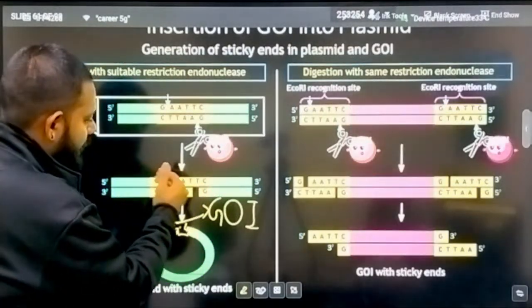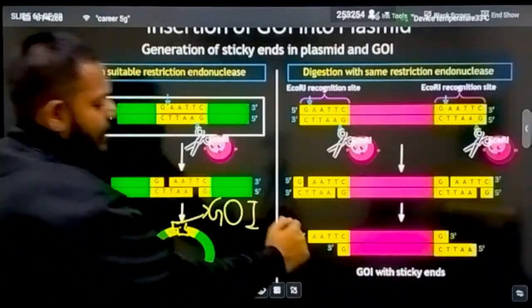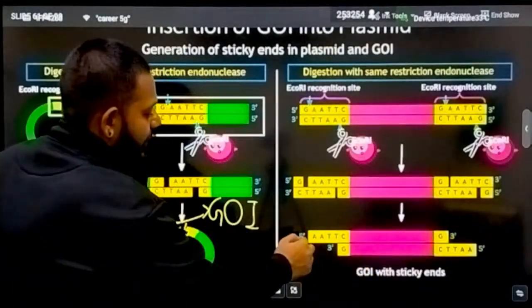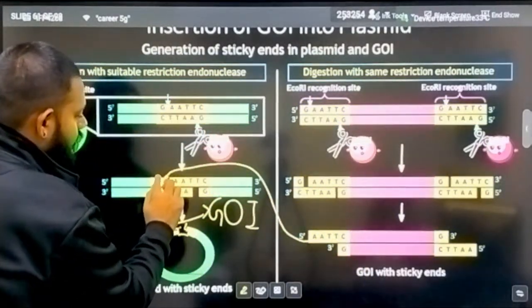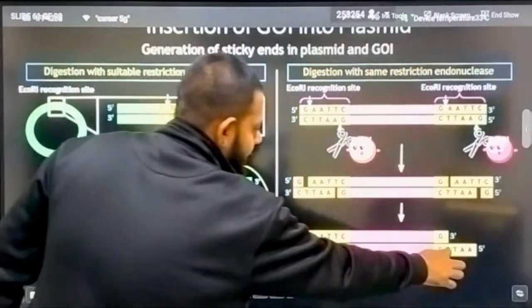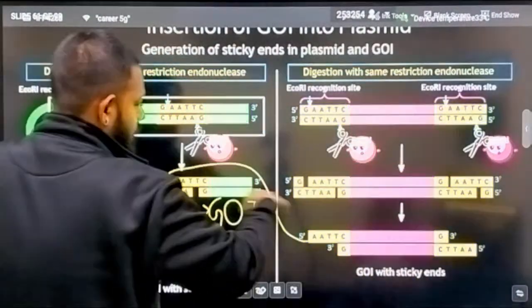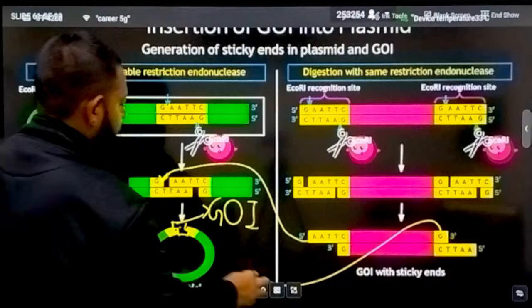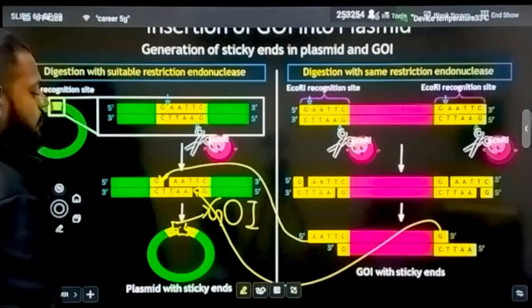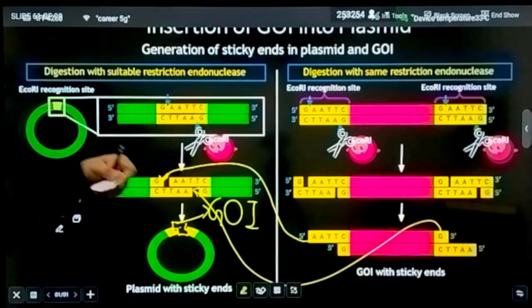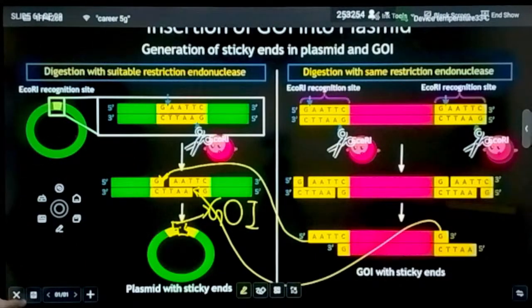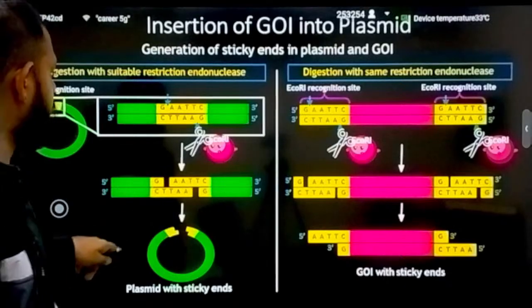GAATTC. Now this G is separated from this AATTC, and now here you have AATTC, and this AATTC will bind with this. And this part with the G will come and bind here. That's how simply the matching pairing of GOI and plasmid takes place. In the next slide you will see more clearly.